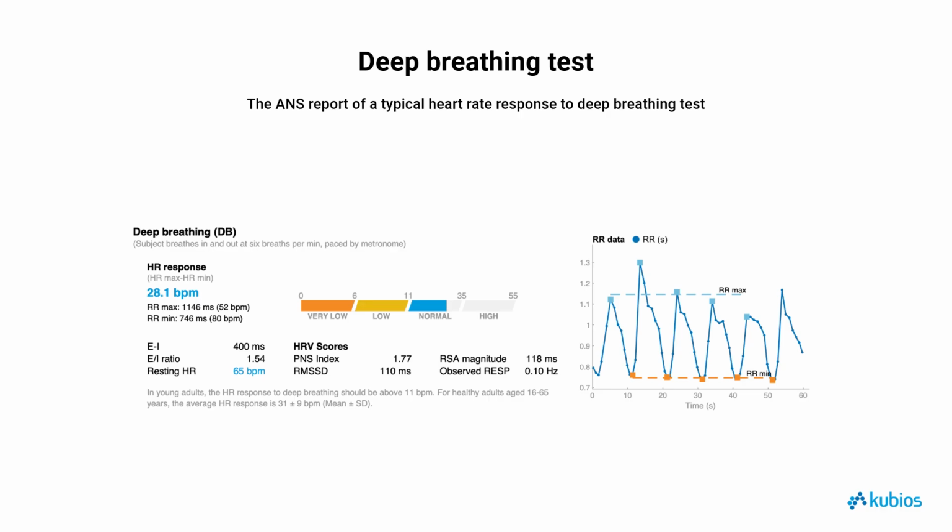In Kubios HRV software, the heart rate response to deep breathing is presented using a 4-zone model, based on reference values for healthy adults. A heart rate response within the very low zone is considered abnormally low for healthy adults of all ages. Younger adults, specifically those under 40 years of age, are expected to exhibit a heart rate response within the normal or high zones.